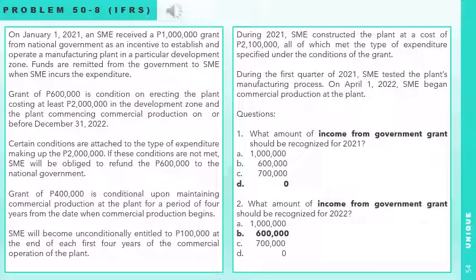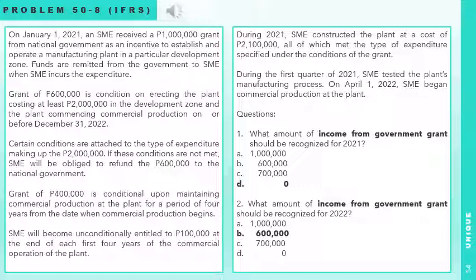On January 1, 2021, an SME received a 1 million grant from the national government as an incentive to establish and operate a manufacturing plant in a particular development zone. Funds are remitted from the government to the SME when the SME incurred expenditure. A grant of 600,000 is conditioned on erecting the plant costing at least 2 million in the development zone and the plant commencing commercial production on or before December 31, 2022. Certain conditions are attached to the type of expenditure making up the 2 million. If these conditions are not met, the SME will be obliged to refund the 600,000 to the national government.